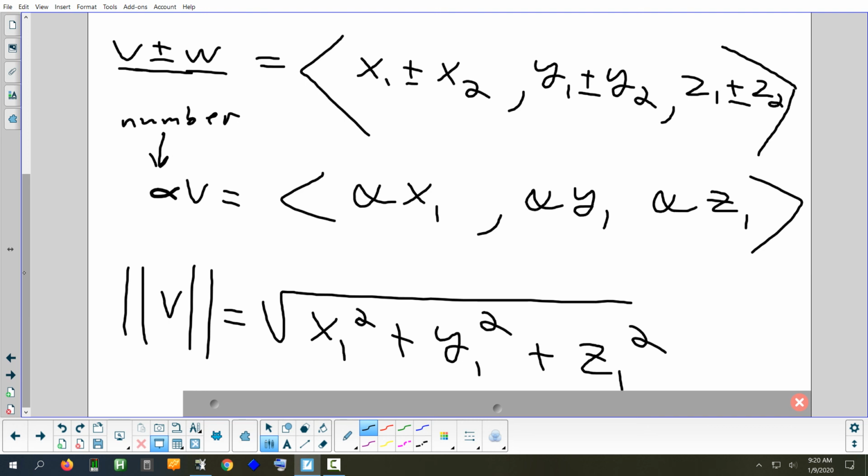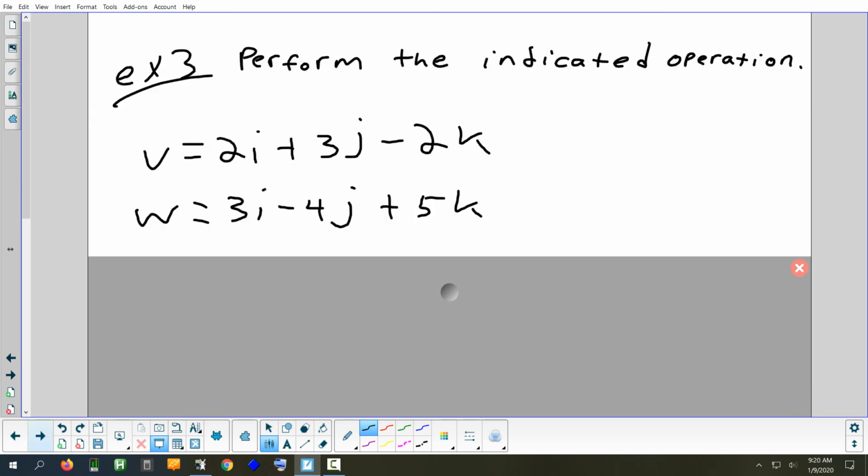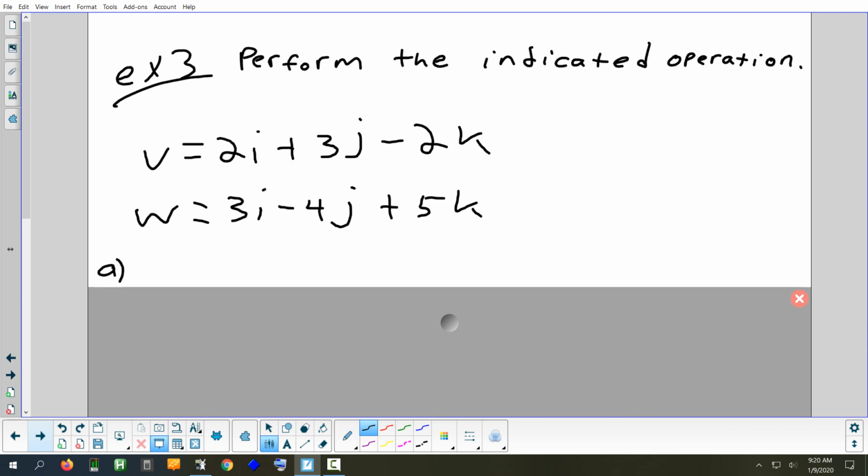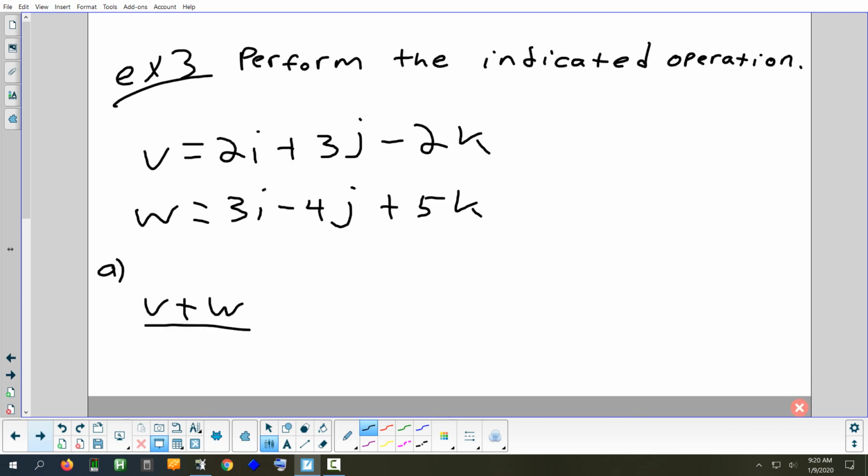Okay, so we'll try a couple of those now with some numbers. Okay, everybody have those formulas? So here are our two vectors. 2i plus 3j minus 2k. That's vector v. And vector w is 3i minus 4j plus 5k. Okay, first thing they want us to do is add those vectors up.